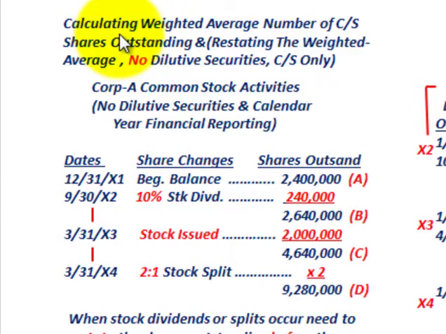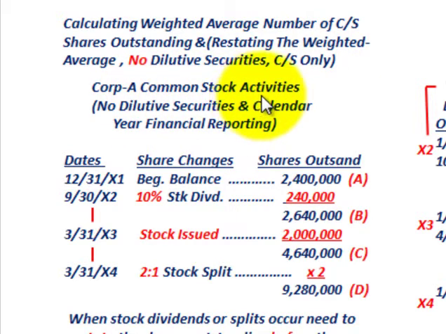What we're going to be looking at here is calculating a weighted average for the number of common stock shares outstanding, and we're also going to be restating the weighted average from year to year. And there's going to be no dilutive securities in our calculations. It's going to be for the common stock only. So this is our example here.